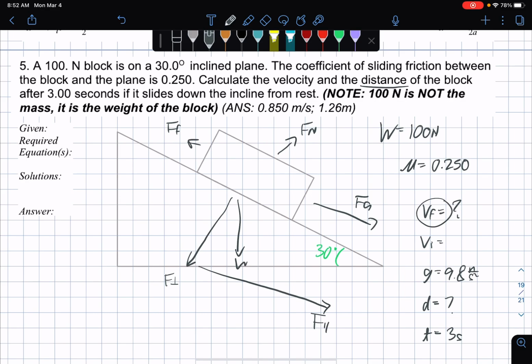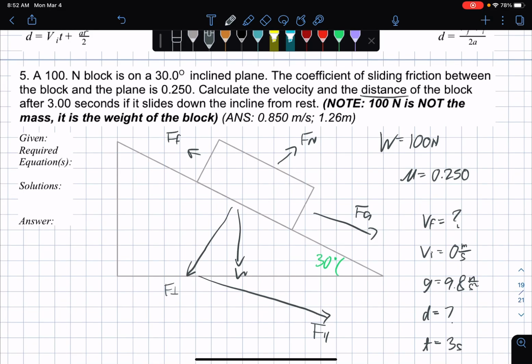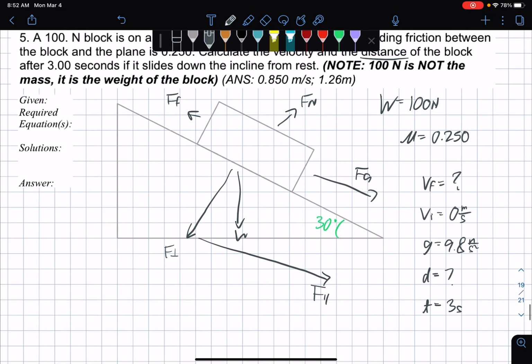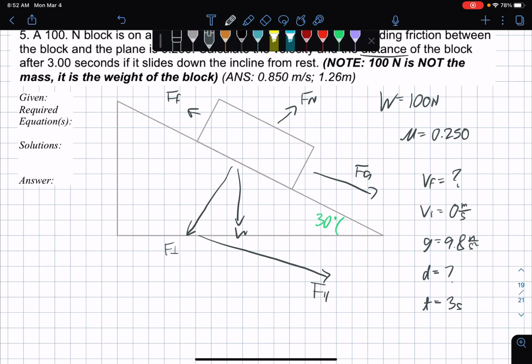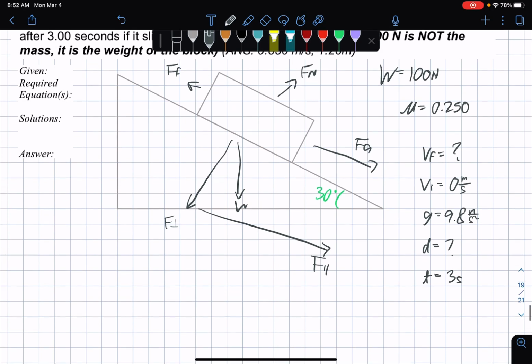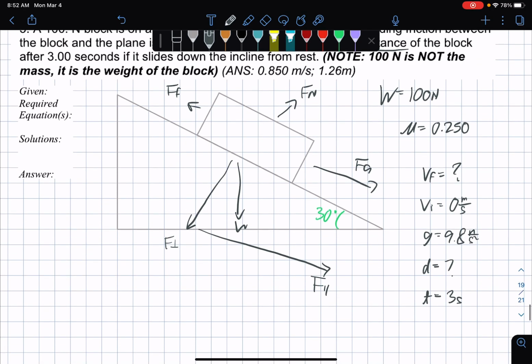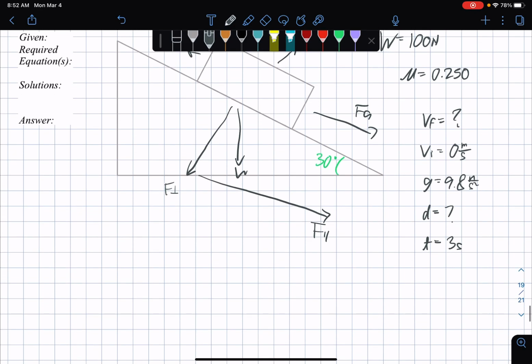So VF is missing. Now, what is VI? That is supposed to be equal to 0 meters per second. Everything, as it starts to fall down, always has an initial velocity of 0 meters per second. So, what do we do? Now we have all the given values and we've identified what's missing. We then have to look for the acceleration.